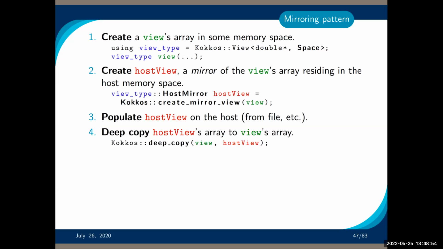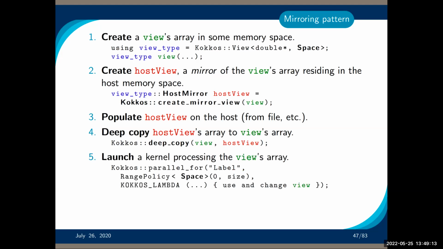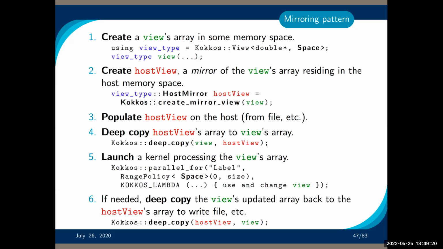So you can create a host view of a view on a device, populate the host view, and then use what's called the deep copy function to copy it back into the view. This is a C-style parameter order, so it's destination, comma, source. Then you can just launch a kernel because the view is in device space. And if you need to look at it again, maybe to print it out, you can use deep copy to copy the view back into the host view.